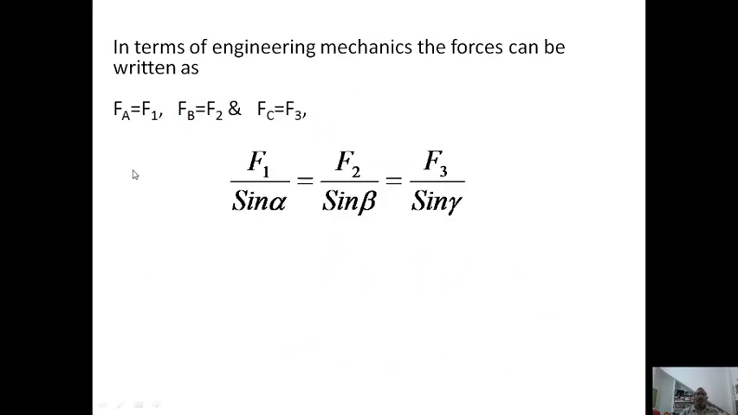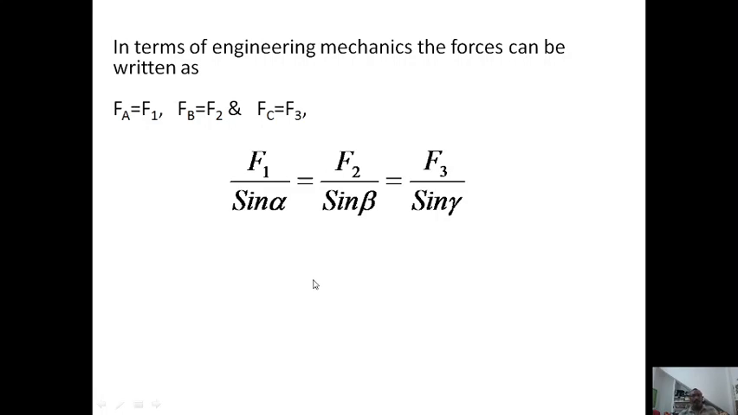So I am making Fa equal to F1, Fb equal to F2, Fc equal to F3 for our notation. In engineering mechanics, we deal like this: force 1, force 2, force 3, or force at A, force at B, force at C. But a vector is not acting at a single point, it has a line of action. Hence we are terming it as F1, F2, F3.